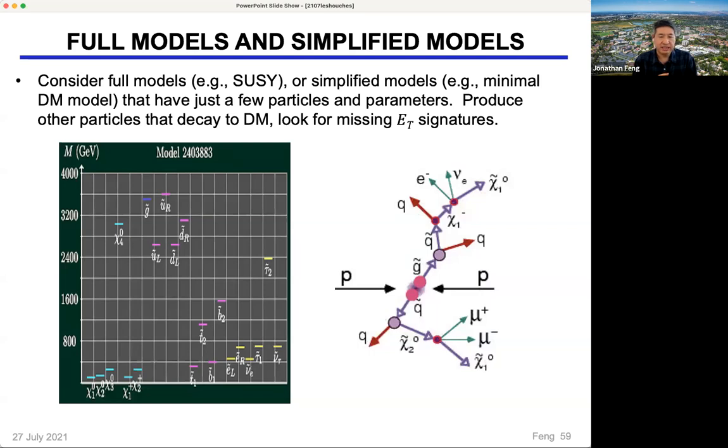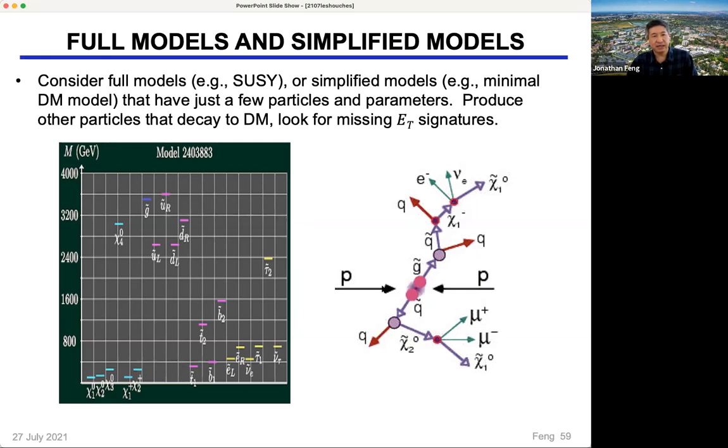So what you have to do is then think of a slightly more complicated process. One thing you could do, if you're going to be working in the context with a bunch of other particles anyway, is make those other particles and then let them do whatever they do, decay down, and then you get dark matter at the end to look for that.